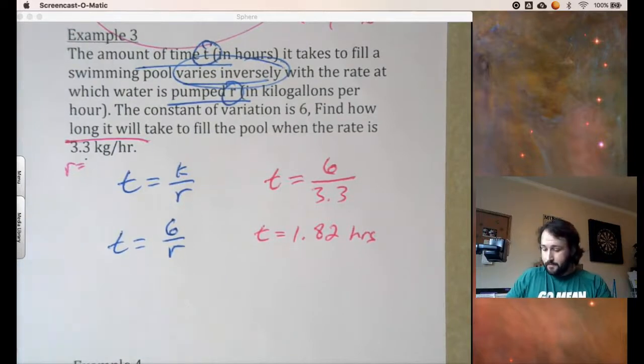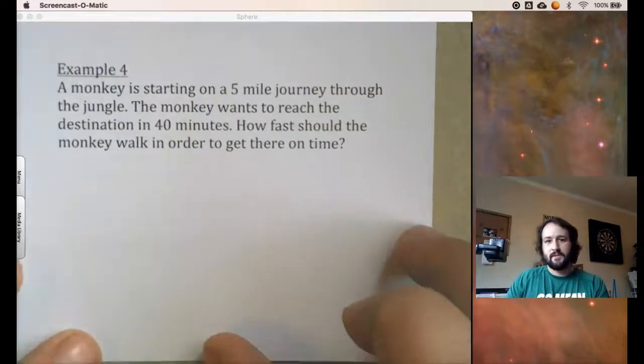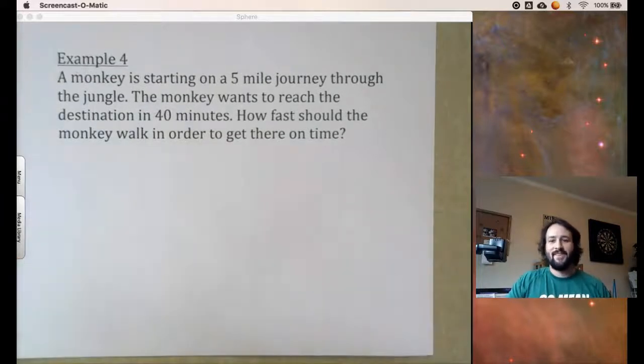Alrighty, moving on. I think there's another good example. A monkey is taking a 5-mile journey through the jungle.